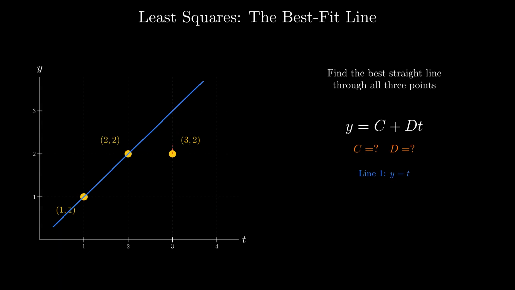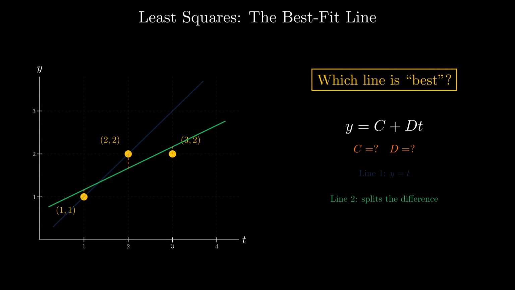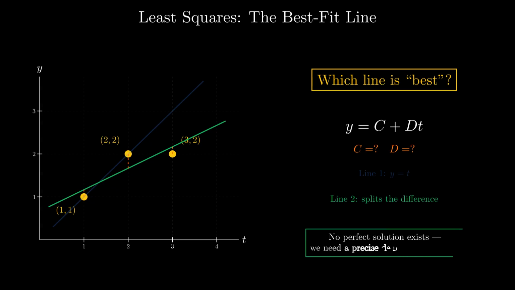One candidate line nails 2 of the points but misses the third. Another candidate splits the difference more evenly. No single line passes through all 3 points. To pick the best one, we need a precise definition of what best means. And linear algebra delivers that definition by first admitting that no perfect solution exists.